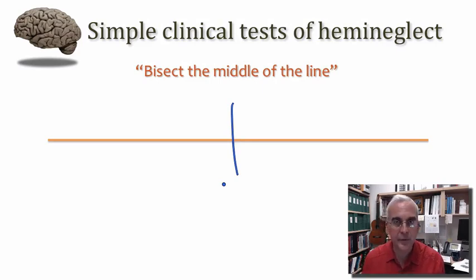But an individual that has a condition that we call hemi-neglect syndrome might be inclined to put their line somewhere over here. So there's a significant rightward shift in the perceived assessment of the center of this line.